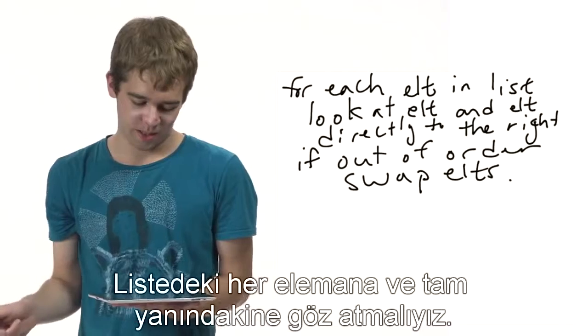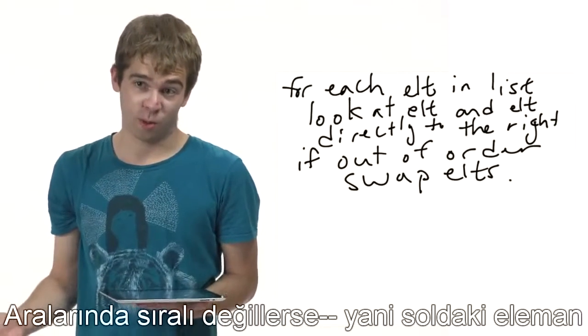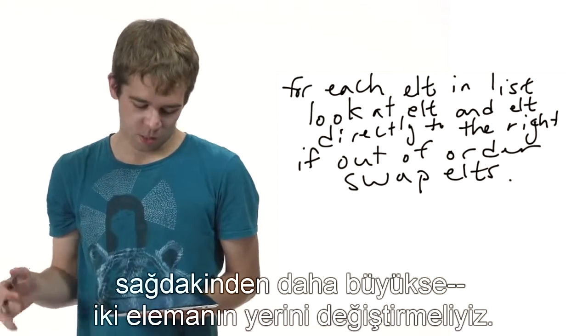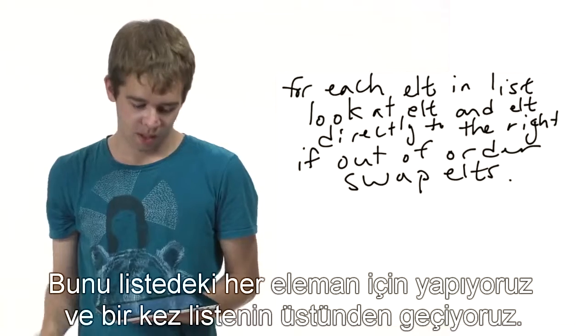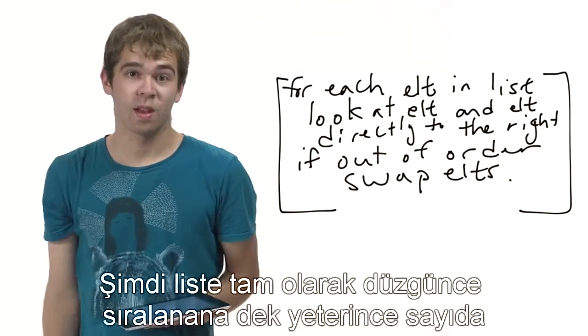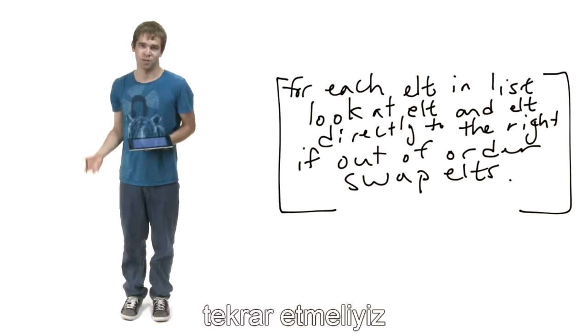Basically, for each element in the list, we need to look at it and the element directly to its right. If they're out of order relative to each other, that is, if the element on the left is greater than the one on the right, we should swap the two elements. We do this for every element of the list, and we've made one pass through. Now we just have to do the pass through enough times to ensure the list is fully, properly sorted.